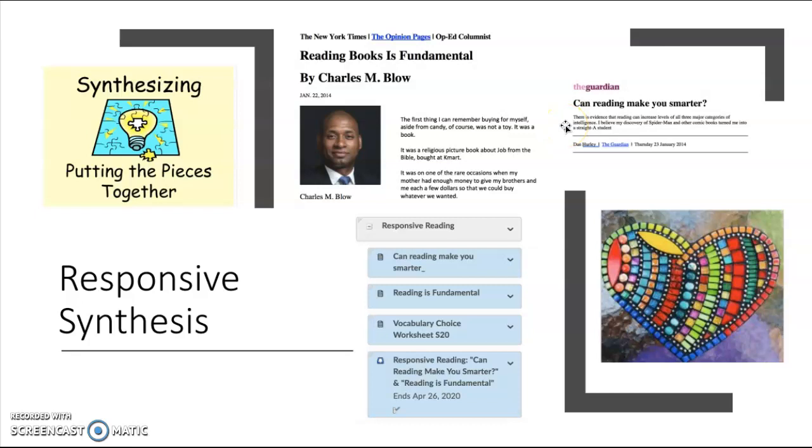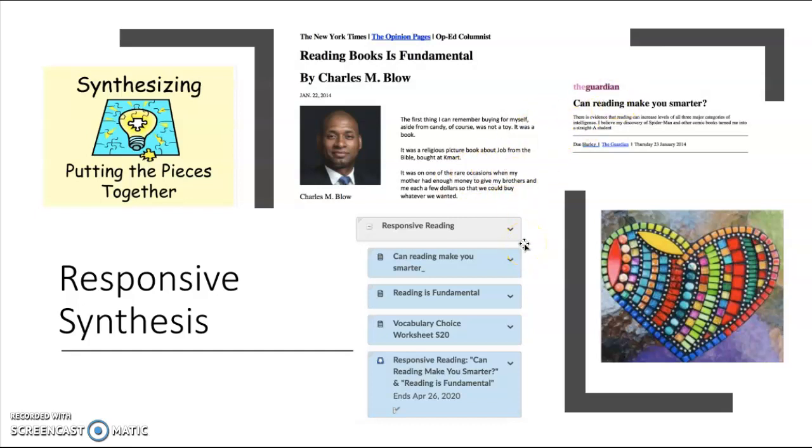This is a synthesis paper. So you are pulling ideas from both articles, both essays, and you are writing about those ideas, the ideas that are the same or the contrasting ideas that are in both.